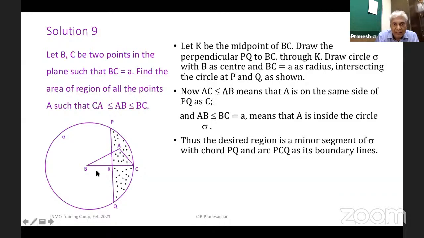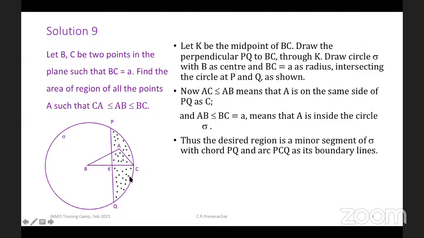PBC will be an equilateral triangle. Therefore, angle PBC will be 60. Similarly, angle QBC also will be 60. Therefore, its area would be pi a square by 3 minus root 3 a square by 4.